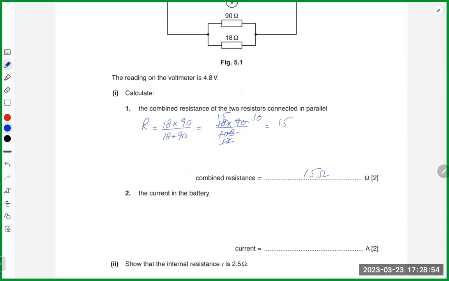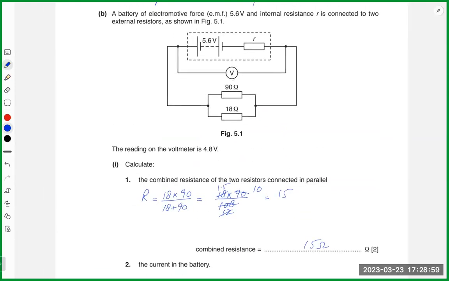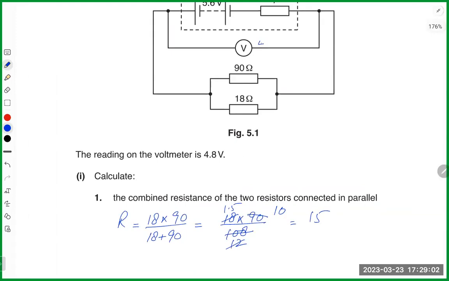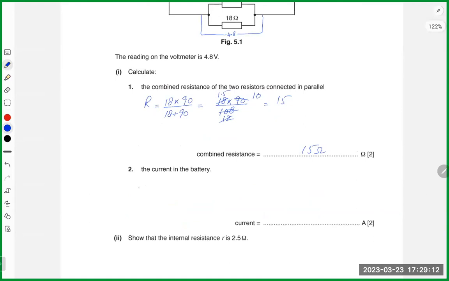The current in the battery. If we know the potential difference, the voltmeter is showing 4.8. It means the total potential difference across these two is 4.8. And if we know the total potential difference and their total resistance, we can find the current. I equals 4.8 divided by 15, so it will be 0.32 amperes. You can check it with the calculator.